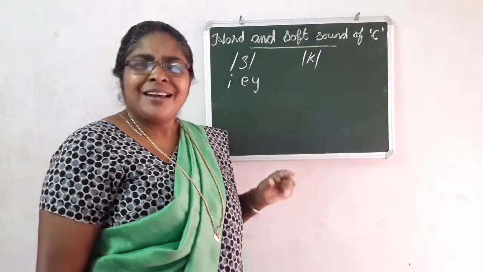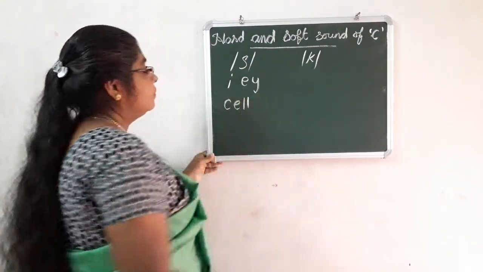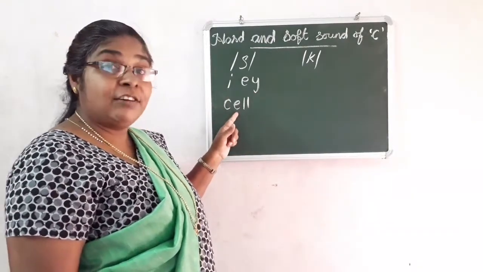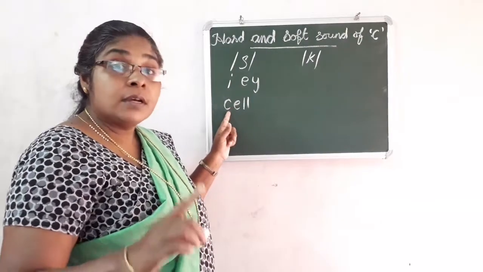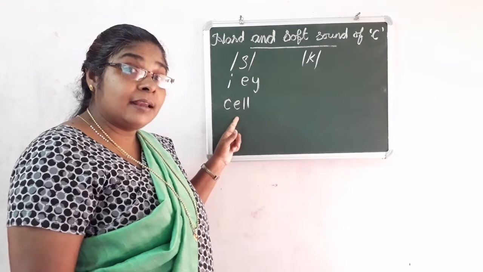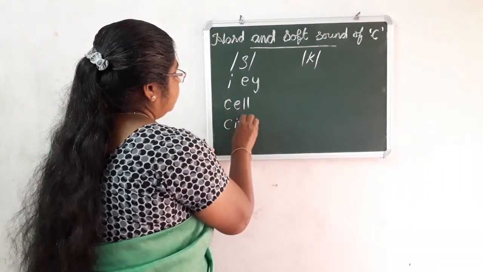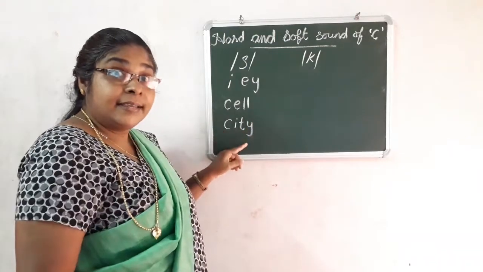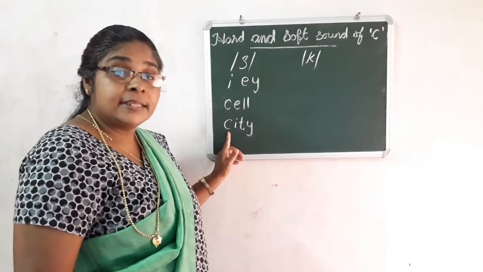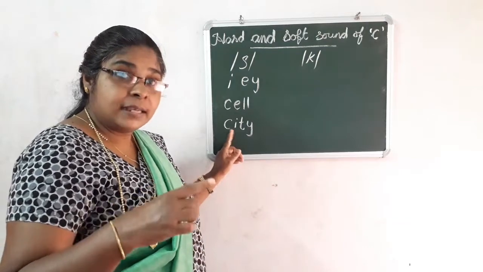Okay, ready? Let's see some examples. Here, cell. C കഴിഞ്ഞ് E വന്നിരിക്കുന്നു. അതുകൊണ്ട് സിയുടെ ശബ്ദം S. So we can pronounce this word cell. Next, city. C കഴിഞ്ഞ് ഇവിടെ I വന്നിരിക്കുന്നു. അതുകൊണ്ട് സിയുടെ സൗണ്ട് സോഫ്റ്റ് ആയി സി ഐ സി സിറ്റി.